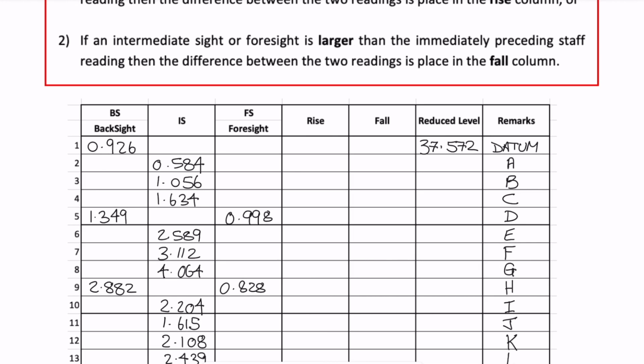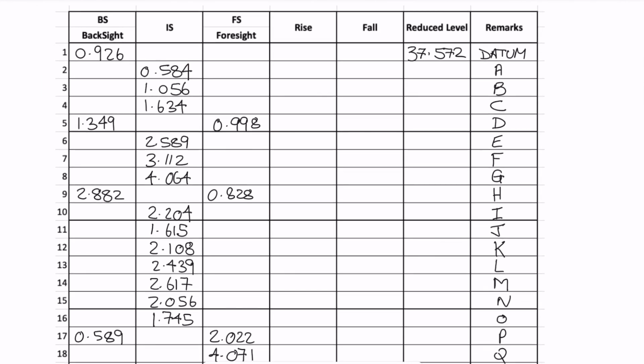So to demonstrate how this works, we take our first and second readings, 0.926, 0.584, work out the absolute difference between our 2 consecutive readings. There are no minus signs involved. The difference is 0.342. The second of the 2 readings is smaller than the preceding one. Therefore, our absolute difference is entered under the rise column.